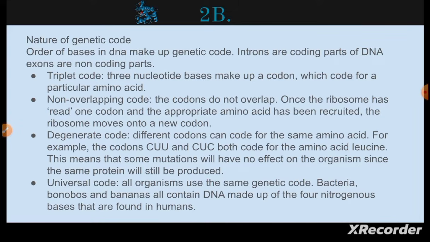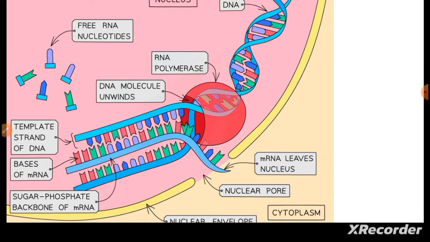And it's a universal code. This isn't often in the mark scheme, but it's still a point in the syllabus, so we have to say it. Universal code, so all organisms use the same genetic code. Bacteria, bonobos, and bananas all contain DNA made up of the 4 nitrogenous bases that are found in humans. Here, it shows you the transcription part of protein synthesis. Transcription is the part where the DNA in the nucleus is turned into mRNA.